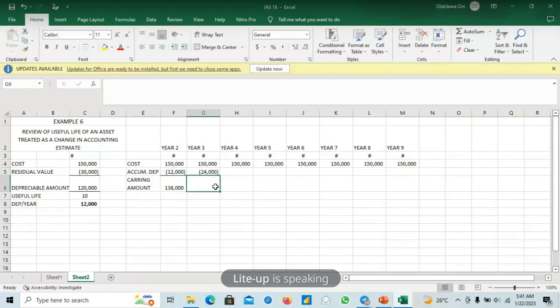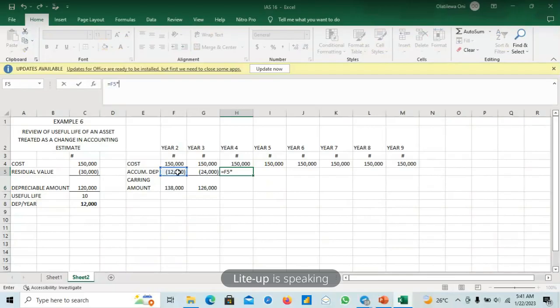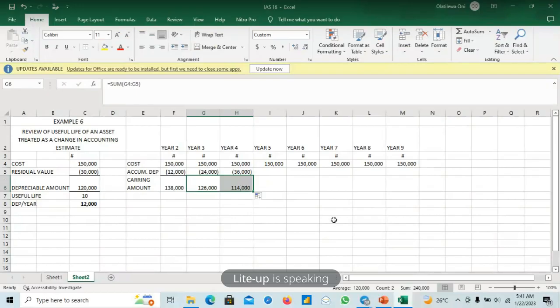It's going to be 24,000, and so the carrying amount will be 126,000. In year 3, we are going to multiply that by 3. Accumulated depreciation for 3 years is 12,000 times 3, and that gives us 36,000. So the carrying amount will be this amount.